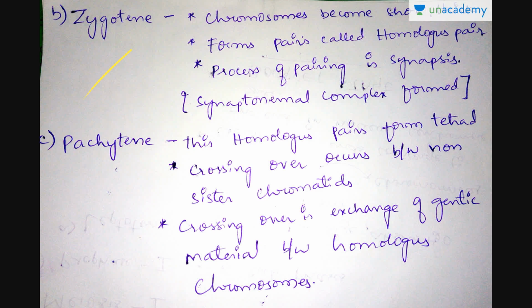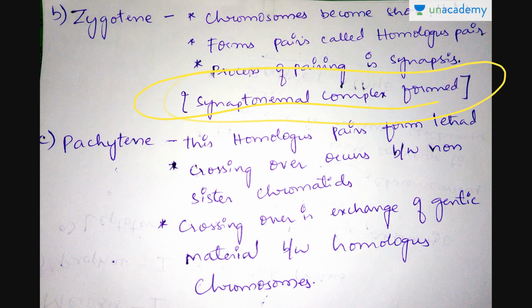Zygotene is the next phase of prophase 1. Here the chromosomes become shorter in length and they form pairs called homologous pairs. This process of pairing is called synapsis, where synaptonemal complexes are formed. So in zygotene, homologous pairs of chromosomes are formed by a process called synapsis, which includes synaptonemal complexes.